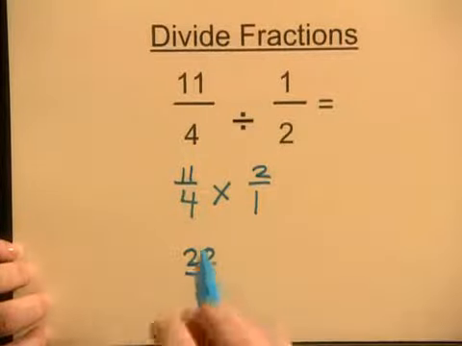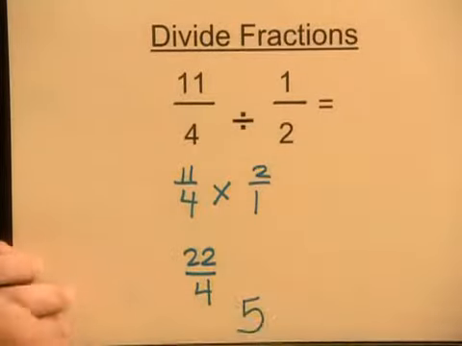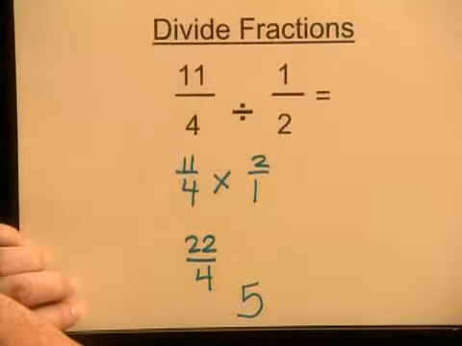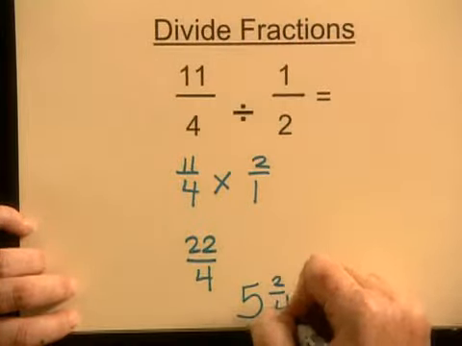Last step, turning it into a mixed number. How many 4s are there in 22? 5. And how many do we have left? 2. Good job. So now we have 5 and 2/4.